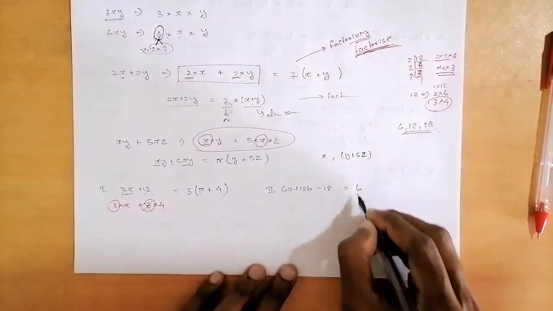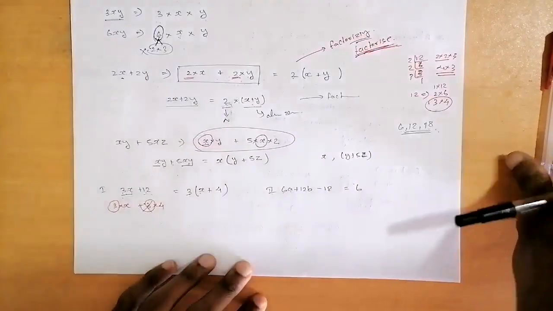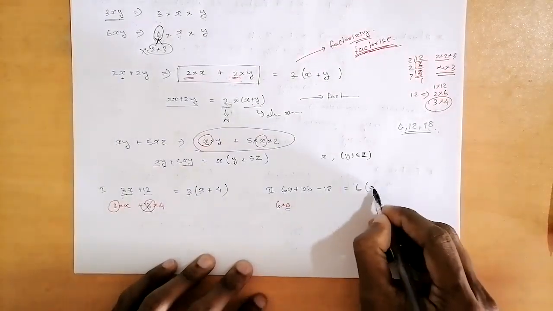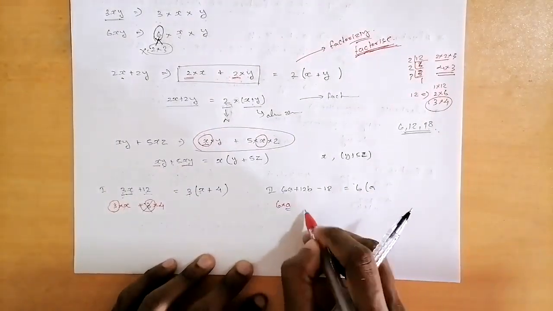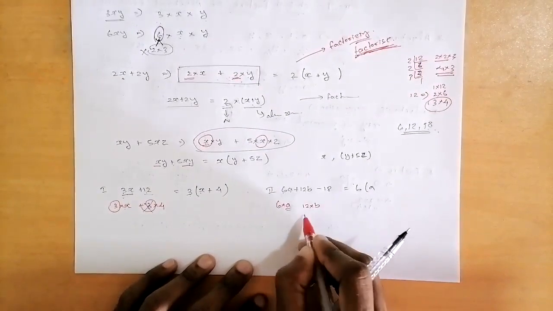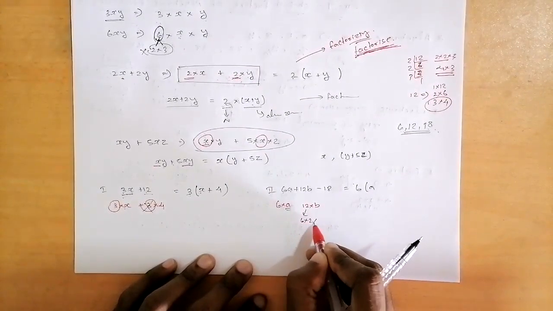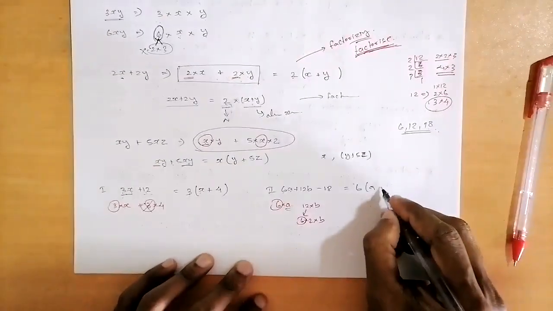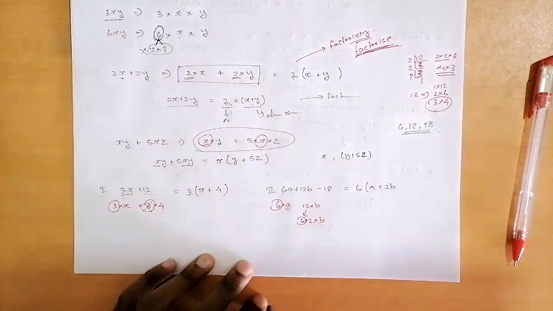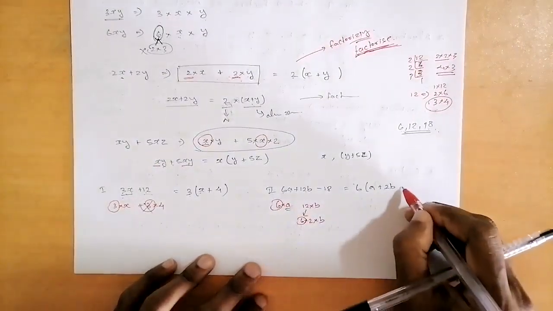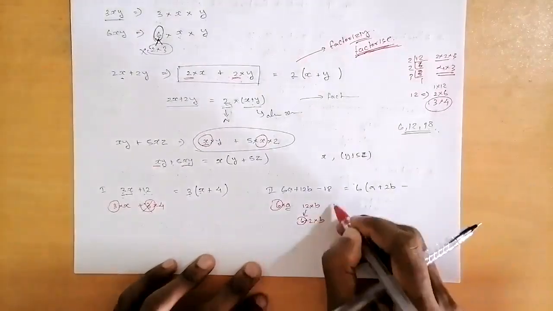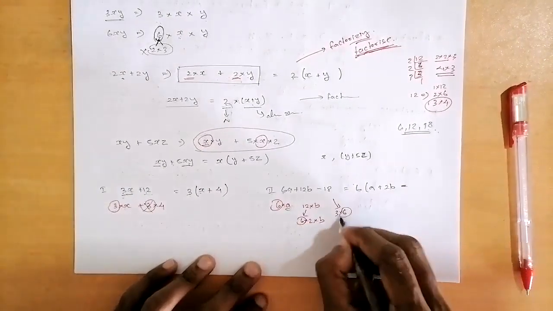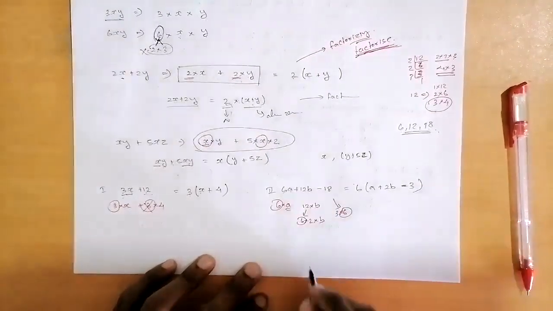So we take out the 6. If you take 6 out from 6a, what is remaining? a is remaining. What about 12b? 12 into b, we can write 12 as 6 into 2, so we take 6 out and 2b is remaining. Then 18: 3 into 6 is 18, so when you take 6, 3 is remaining.